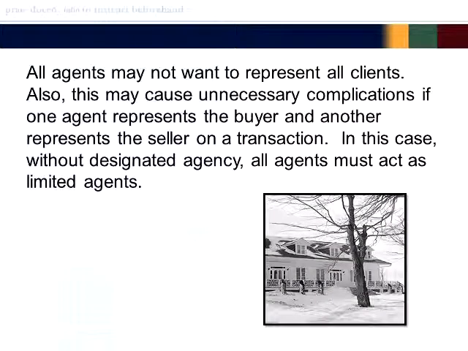All agents may not want to represent all clients. Also, this may cause unnecessary complications if one agent represents the buyer and another represents the seller on a transaction. In this case, without designated agency, all agents must act as limited agents.